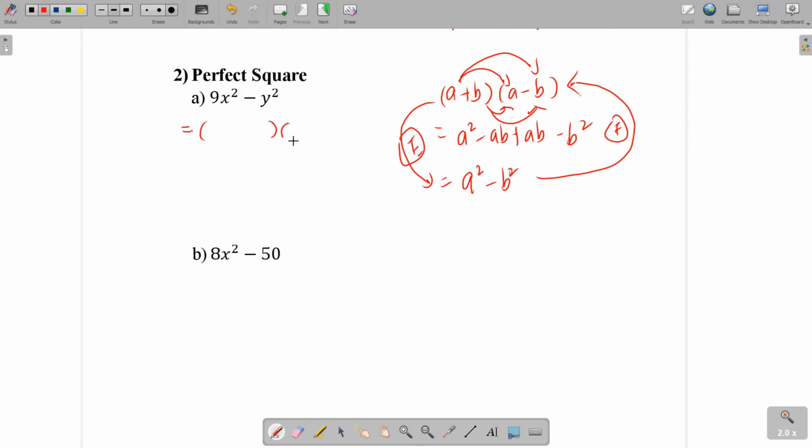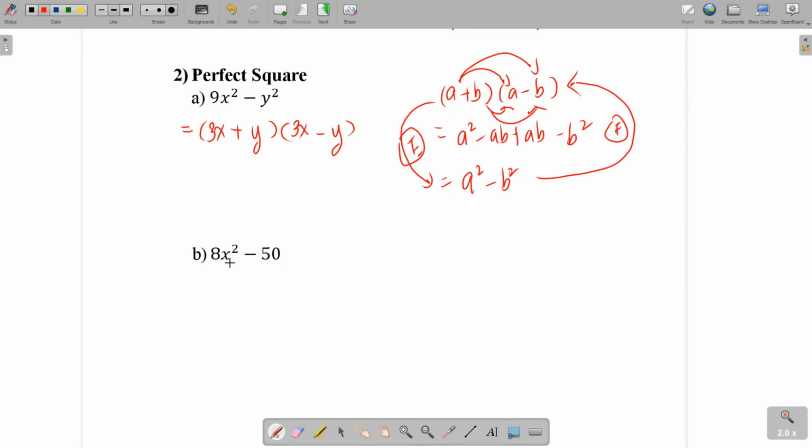Now let us look at these. Let us put in the two brackets like this first. We have one plus and one minus. We square root 9x squared. So the square root of 9x squared, we get 3x. And over this side, we also get 3x. And the square root of y squared, we get y and y. Another one here. Okay, as simple as that. Right, so next question.